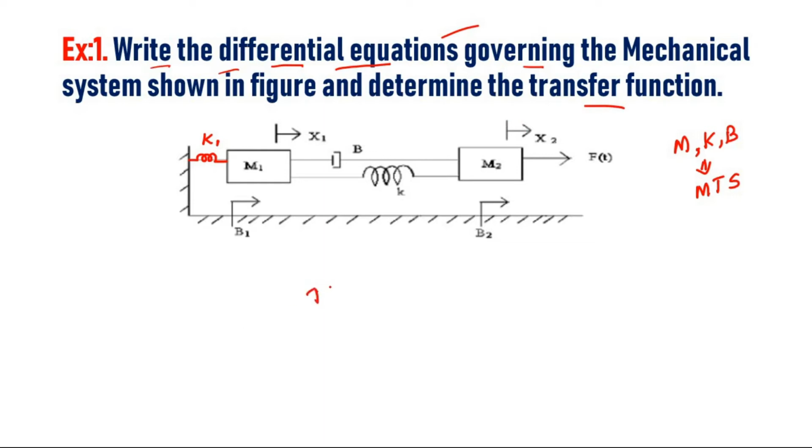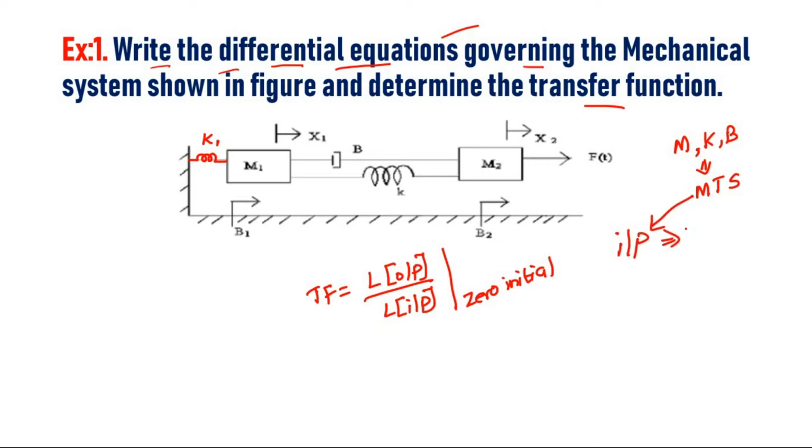So as we know, transfer function is equal to Laplace transform of output divided by Laplace transform of input with 0 initial conditions. Correct. So what is input for a mechanical translational system? Input is force, correct. And what is the output of a mechanical translational system? That is displacement, right. So what is the actual transfer function expression?